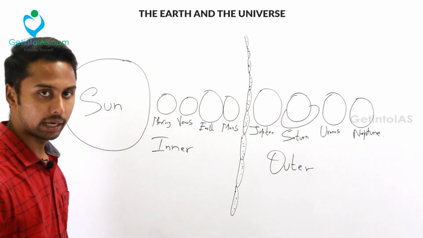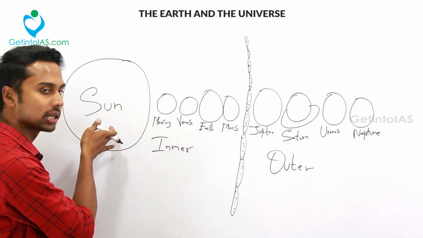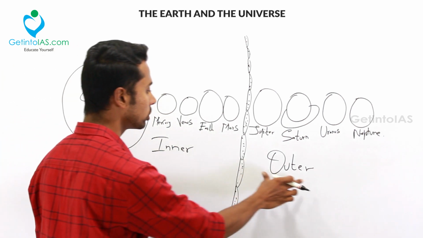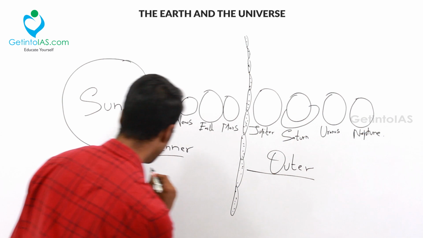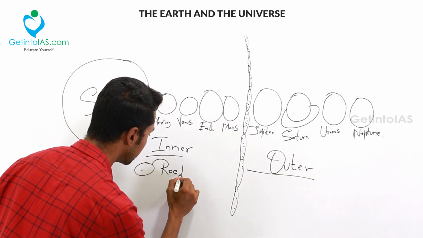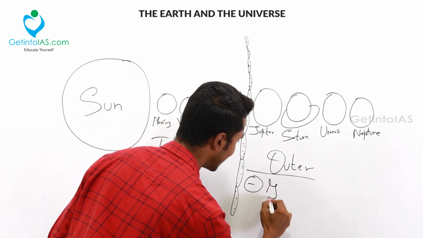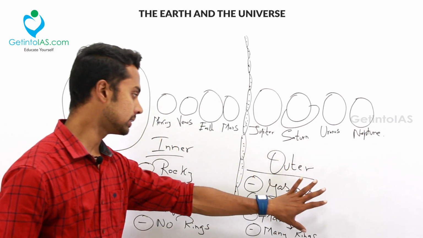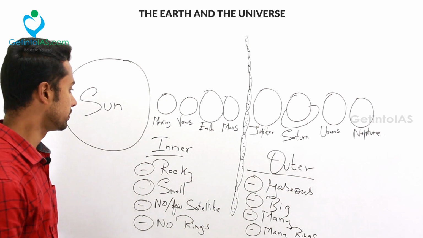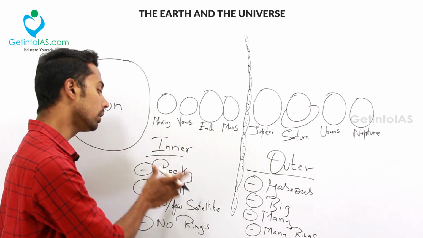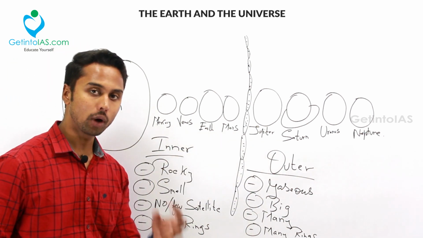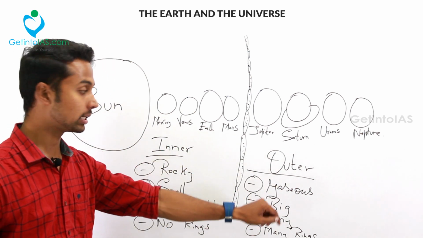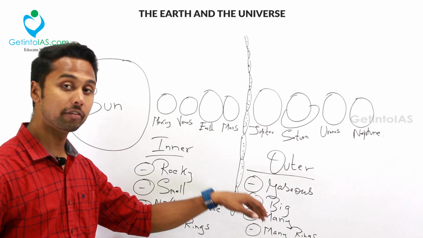Why these are known as inner planets is because these are close to the Sun. Basically the difference between inner and outer planets is that these inner planets are rocky while these outer planets are gaseous in form. So these inner planets, which are Mercury, Venus, Earth and Mars, are rocky in structure, and also they are smaller in size when compared to your outer planets. Outer planets are gaseous and also very big in size.